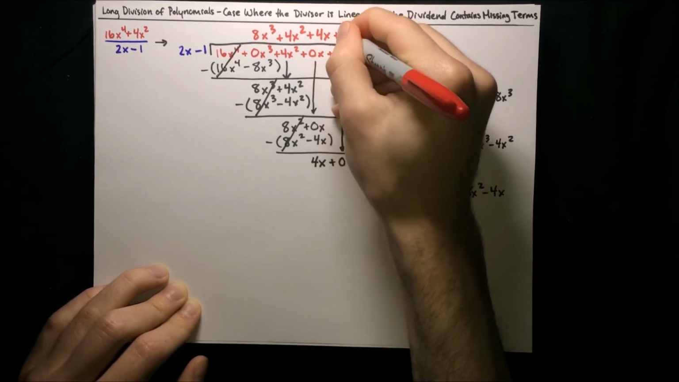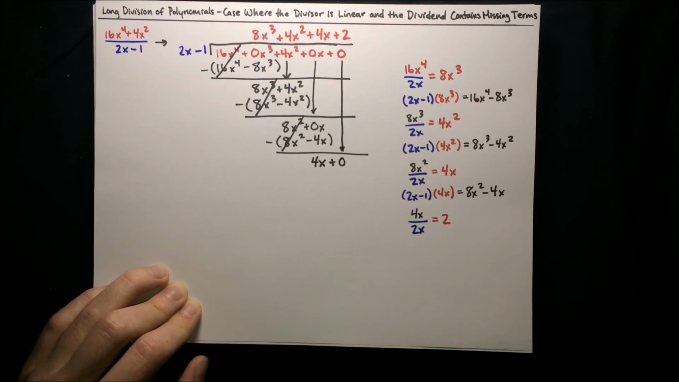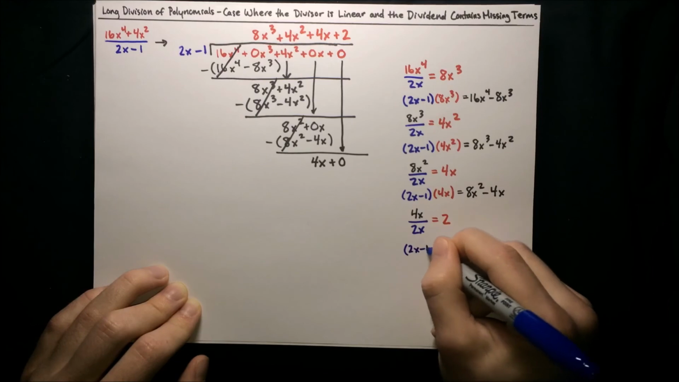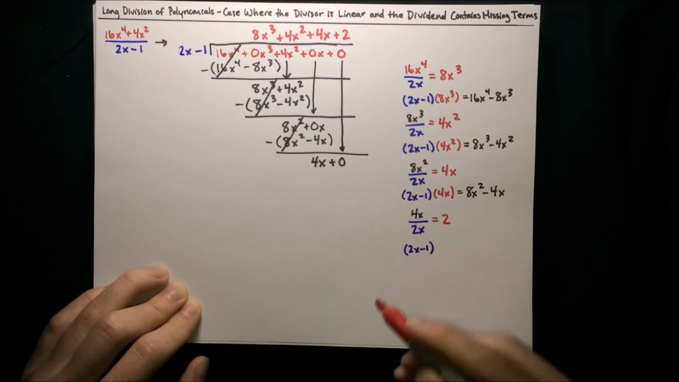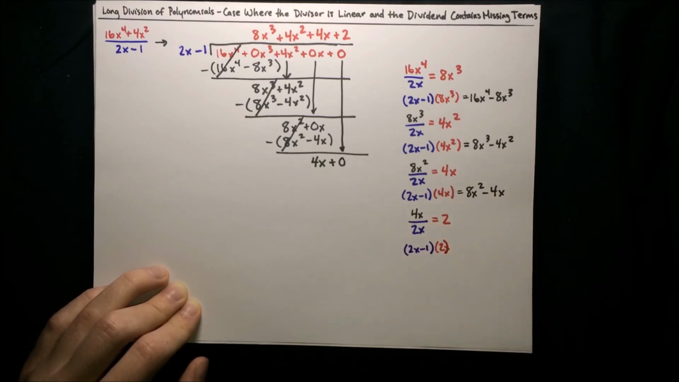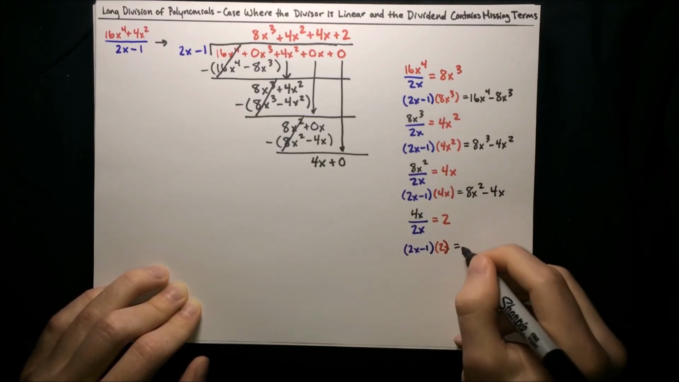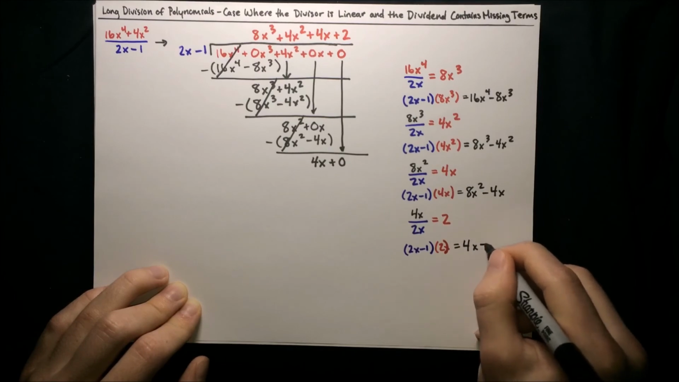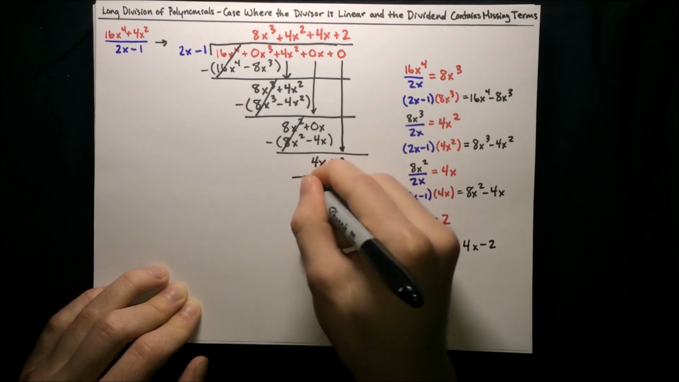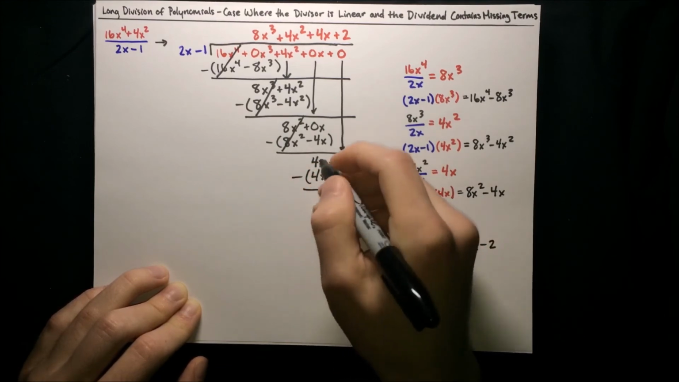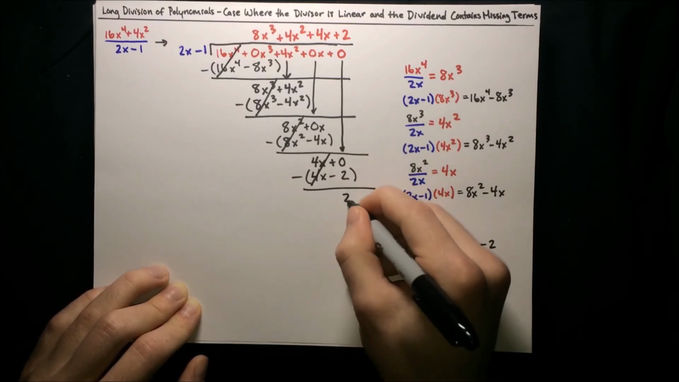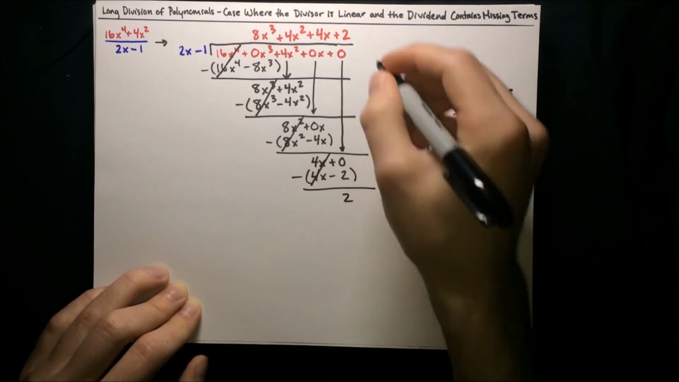Okay, so 2 goes as part of our quotient, and then to get our next row, to get our remainder part, we multiply 2x minus 1, our divisor, by that result of 2, just 2, and then when we do that, we get a result of 4x minus 2. So let's write that under here, 4x minus 2, and subtract. The 4x's cancel, great, and then 0 minus negative 2 is just 0 plus 2, so 2. So our remainder then is 2.